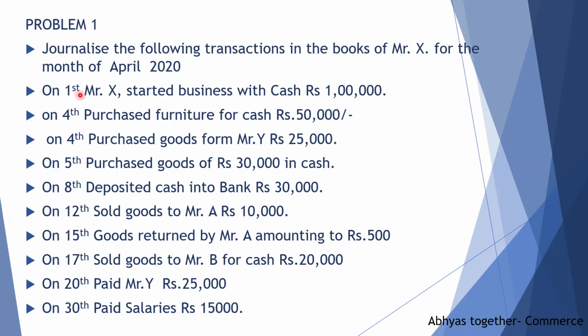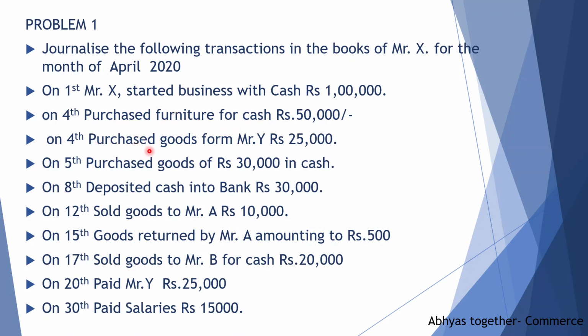So on 1st April 2020, Mr. X started business with cash 1 lakh. So what he did, he started the business. That means it was his investment. It was his capital. Okay. Then on 4th April 2020, he purchased furniture for cash. It was a cash transaction. What he did, he purchased furniture for cash.